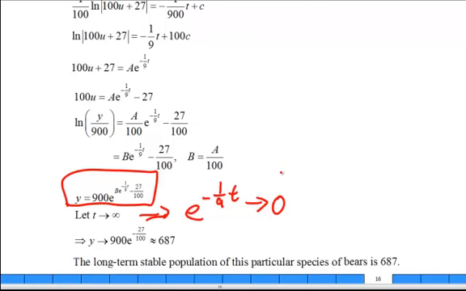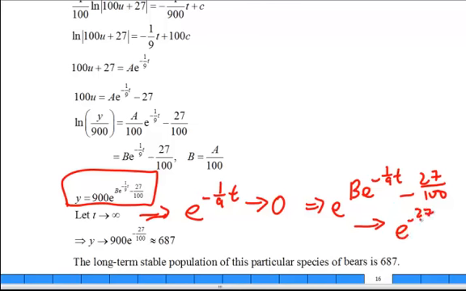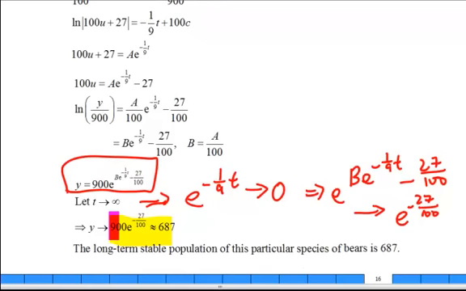That being the case, e to the power of (b e to the power minus 1 over 9t minus 27 over 100) will actually tend to e to the power of minus 27 over 100. Hence, y will then tend to 900 times e to the power of minus 27 over 100. That is how you find a long-term stable population.